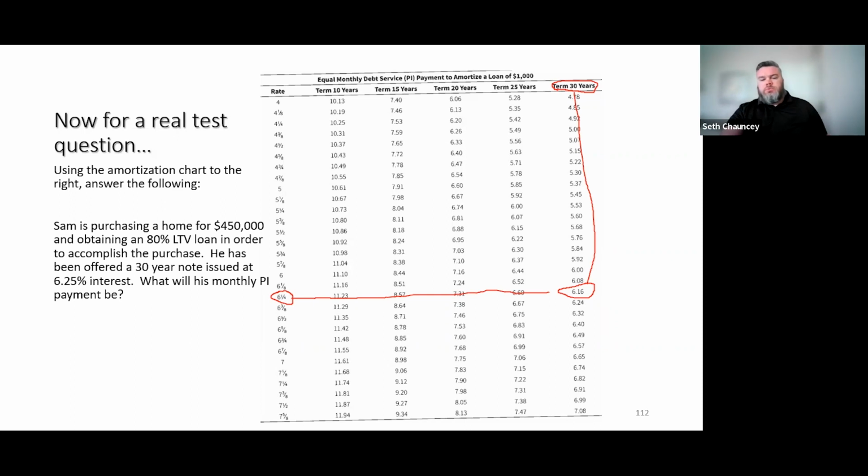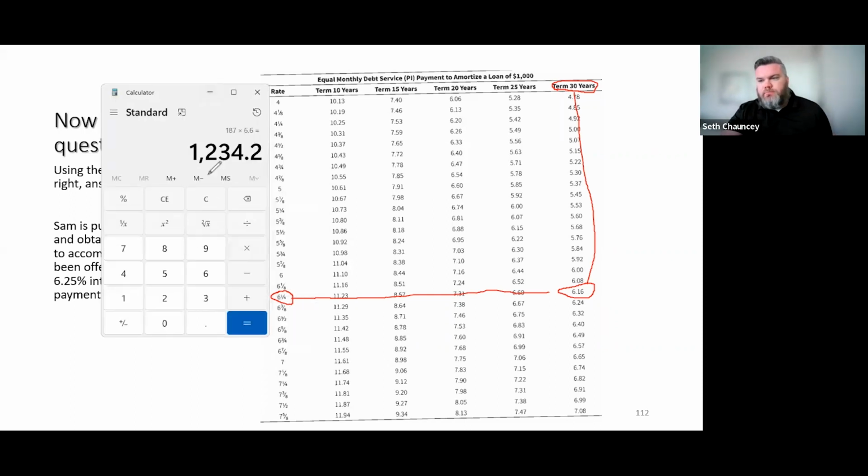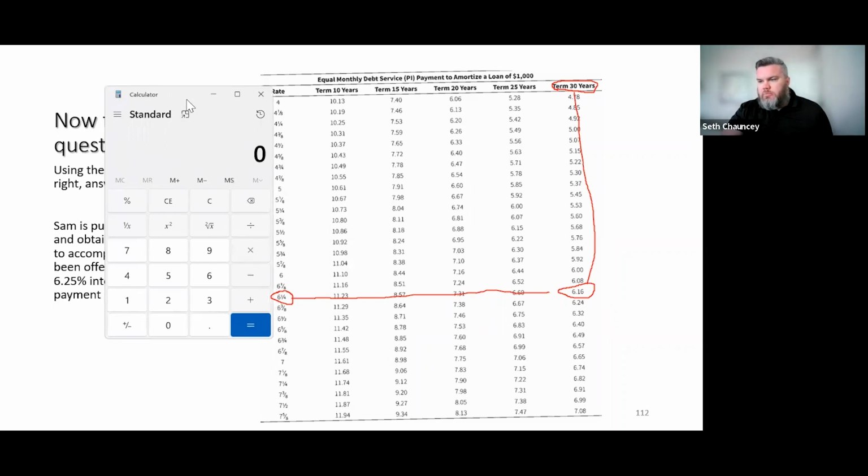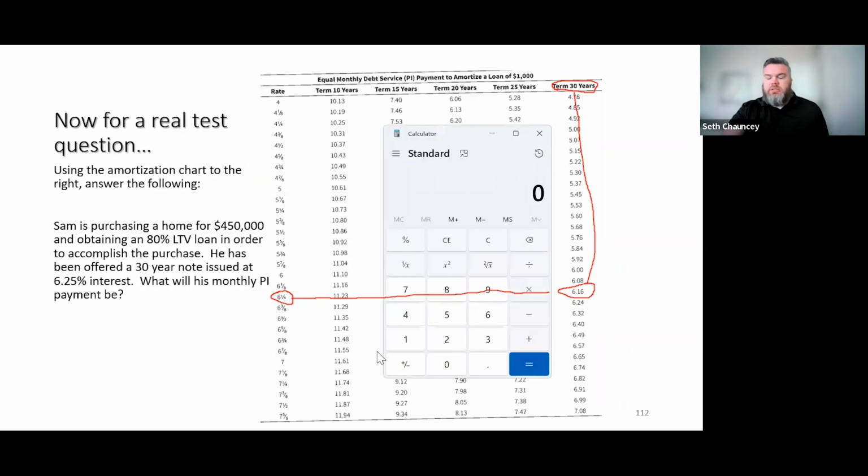So let's work this out together. When you're dealing with a problem like this, I'm going to get my calculator over. It's $6.16. Purchasing the home for $450,000. Well, that's the purchase price. This is based off of loan amount. So you need to start with finding the loan amount: $450,000 times your 80% loan to value ratio means you were getting a loan of $360,000.